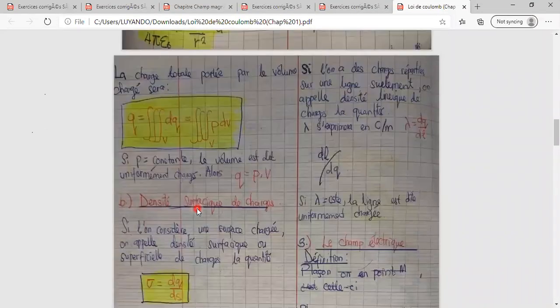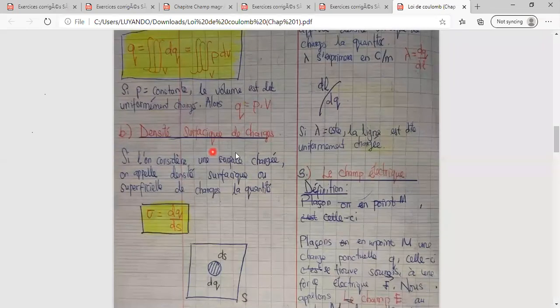Okay, so I move on. We now have surface charge density. Remember I told you there's volume charge density, there's surface charge density, and there's linear charge density. With volume, we're trying to calculate the amount of electric charge passing through a certain volume, which we just discussed. Now we're talking about a certain surface area. So we're trying to find the amount of charge passing through a certain surface area, which is the surface charge density. If we consider a charged surface, we call surface or superficial density of charge the quantity.